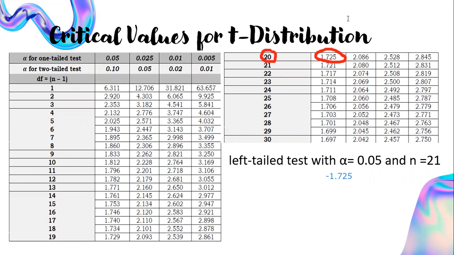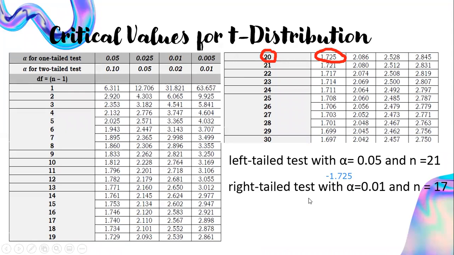Let's have another example. What if you have a right-tailed test with alpha equal to 0.01 and your n is equal to 17? Subtract 1 from 17, so the degrees of freedom will be equal to 16. Then the intersection of that at 0.01 is positive 2.583. It's positive because it's a right-tailed test.